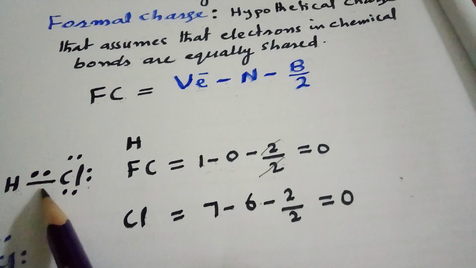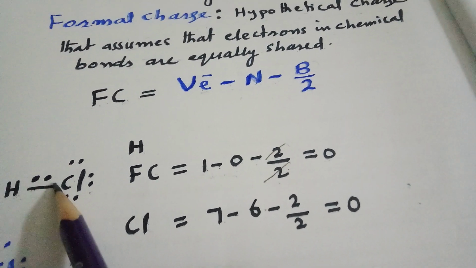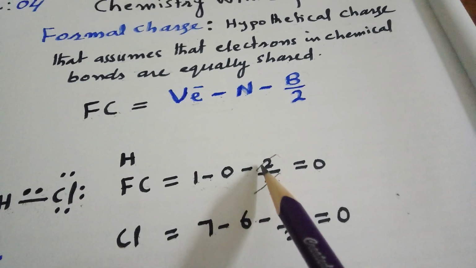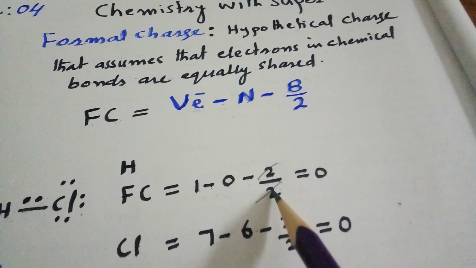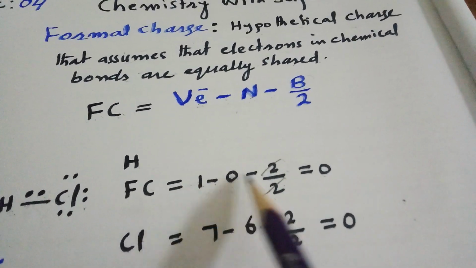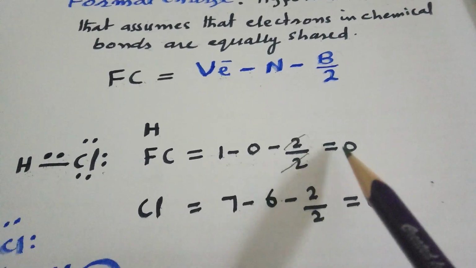So in this molecule hydrogen has formed one bond. In this one bond there are two electrons. So this will be 2 divided by 2, and the answer will be minus 1 and plus 1. So the answer will be 0. Therefore the formal charge on hydrogen is 0.